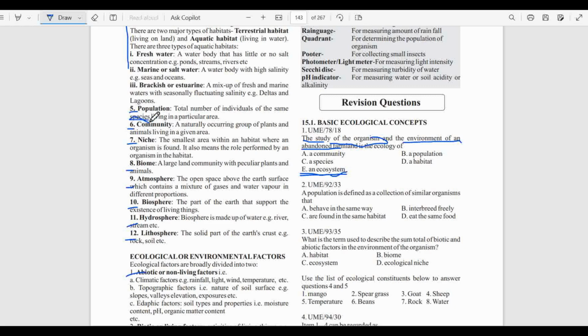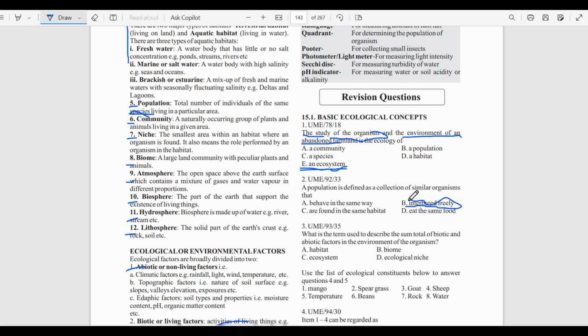When you take a population, you are looking at the same species, population of maize on the field, population of toad in the pond. You can't take population of fish and toad. So you can't mix different species together when you take a population statistic. They have to be the same species. And what is the definition of a species? Organisms that can interbreed freely. So that is why B would be the right answer to question number 2.